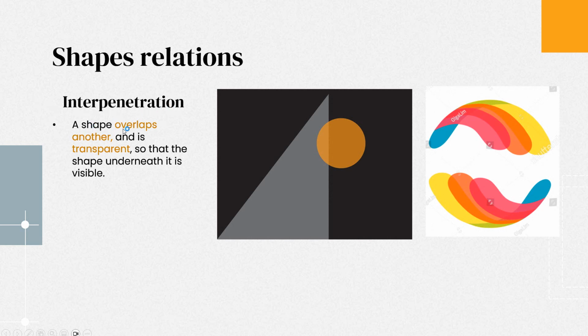Interpenetration: a shape overlaps another and it is transparent so that the shape underneath it is visible. We can see here that the circle is underneath the triangle, but we can see some part of it. This is called interpenetration. Also, this shape overlaps another shape, but at the same time they are transparent and we can see the shape of the beneath one. You can see part of it because it is transparent.